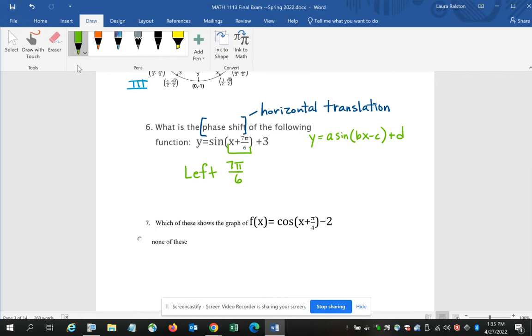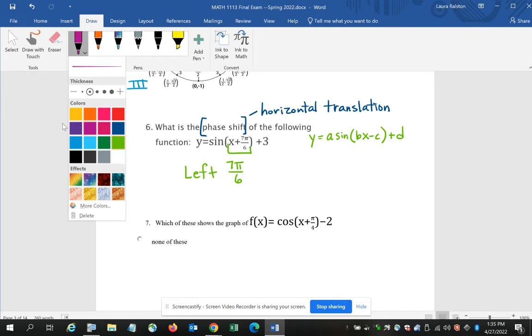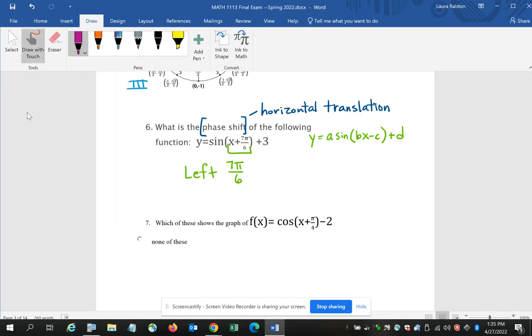Now another thing you can do, if you want to avoid making an error with the sign, is to take this expression x plus 7 pi over 6 and solve it for 0. When you do that, you get x equals negative 7 pi over 6. So it's a little bit more obvious in that case that it's negative and you need to go left.